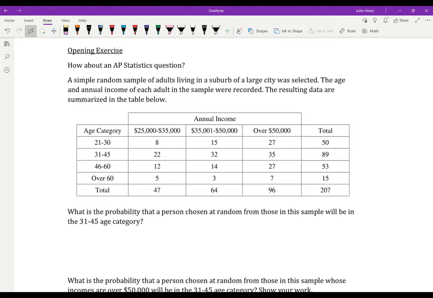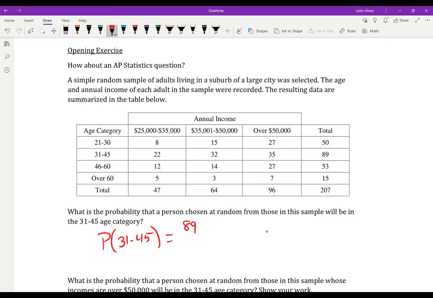A simple random sample of adults living in a suburb of a large city was selected. The age and annual income of each of these adults was recorded, and the resulting data is summarized in the table below. So we have how much money they make a year, and then we have which age category they fall in. What is the probability that a person chosen at random will be in the 31 to 45 age category? So what's the probability I find someone in this 31 to 45 age category?